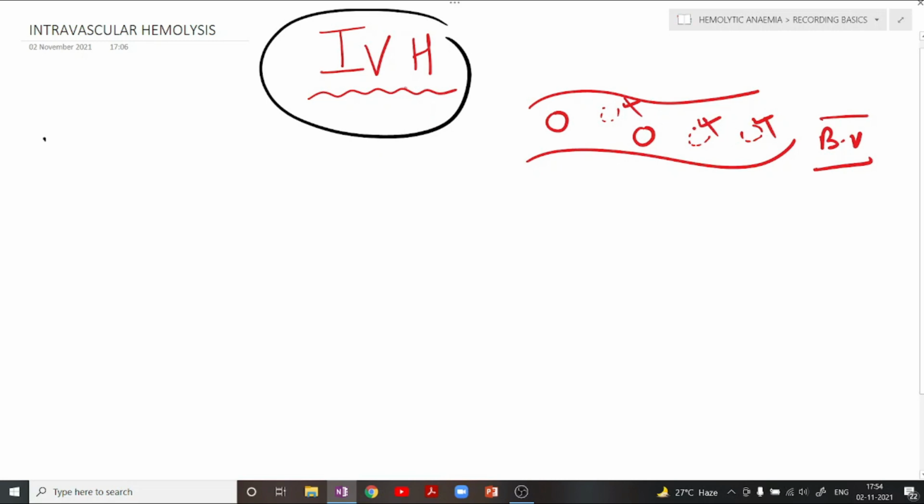Okay, so this is the site. So first of all, let us try and understand what are the basic causes of intravascular hemolysis. And remember, this is less common as compared to extravascular hemolysis. So let us see what the causes of intravascular hemolysis are.